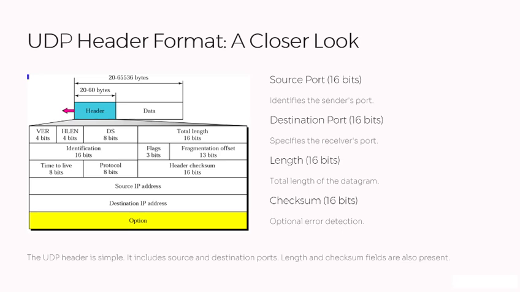The source port identifies the sender's application, while the destination port identifies the receiving application. The length field specifies the total size of the UDP datagram, including the header and data. And finally, the checksum field is used for error detection, but it is optional.